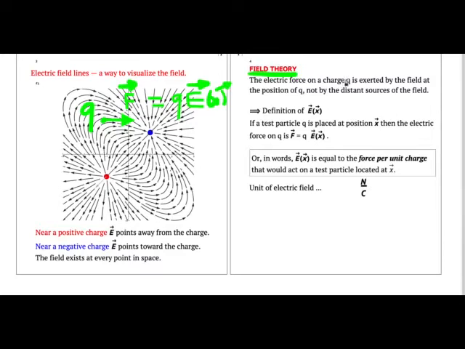The electric force on a charge is exerted by the field at the position of the charge, not by the distant sources of the field. So if we put a charge at this point, it experiences a force. And the force is not due to action at a distance from these two particles. The force is due to the fact that there's an electric field at that point. And the electric field exerts a force on the charge that I put at that point.